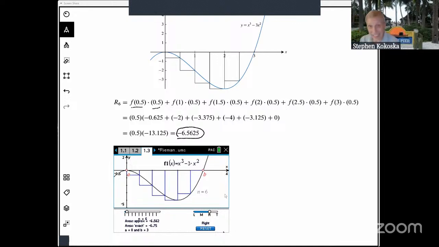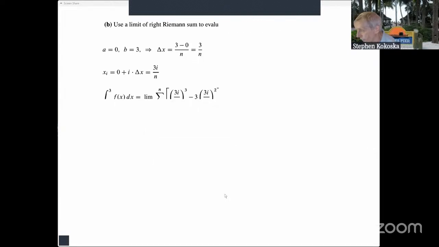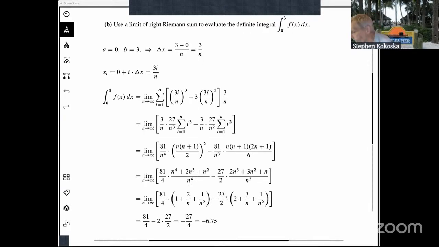Okay, I actually used that TNS file once again on this problem. And there's the function. There's the A and the B, 0 to 3. There's the right Riemann sum, minus 6.562. And I still think there's value in doing this. Let's use the limit of a right Riemann sum to evaluate this definite integral.